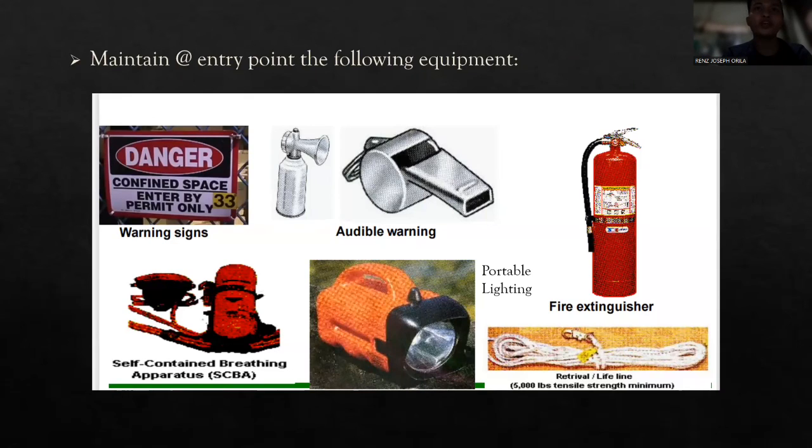Maintain at entry point the following equipment, such as warning signs, audible warning, portable lighting, fire extinguishers, self-contained breathing apparatus or SCBA, retrieval or lifeline with 5,000 pounds tensile strength minimum.